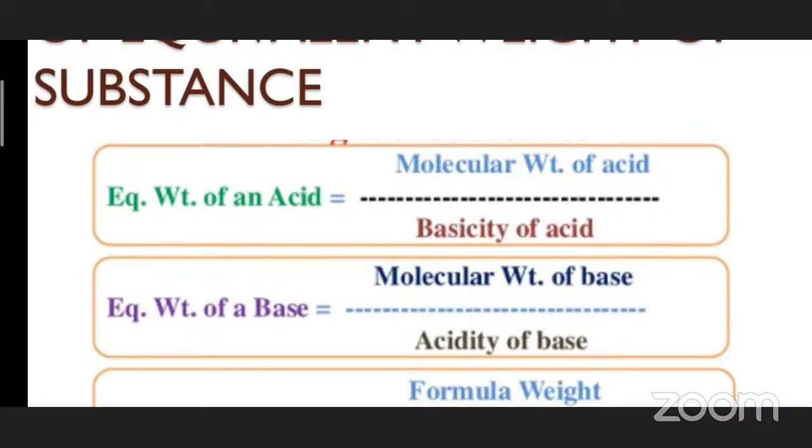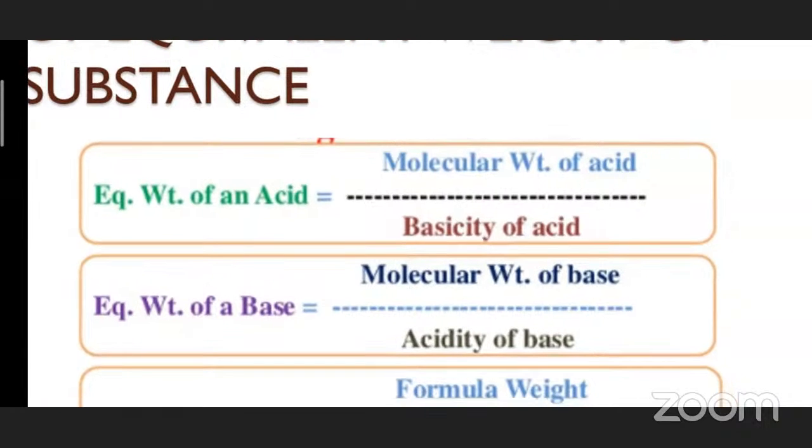So how to calculate the equivalent weight of sulfuric acid? Molecular weight of sulfuric acid by 2. What is the molecular weight of sulfuric acid? Yesterday I gave you the homework, I think. The molecular weight is 98. So 98 by 2 is 49. So 49 is the equivalent weight of sulfuric acid. Hope you have understood this. Please practice and learn on the same day itself.